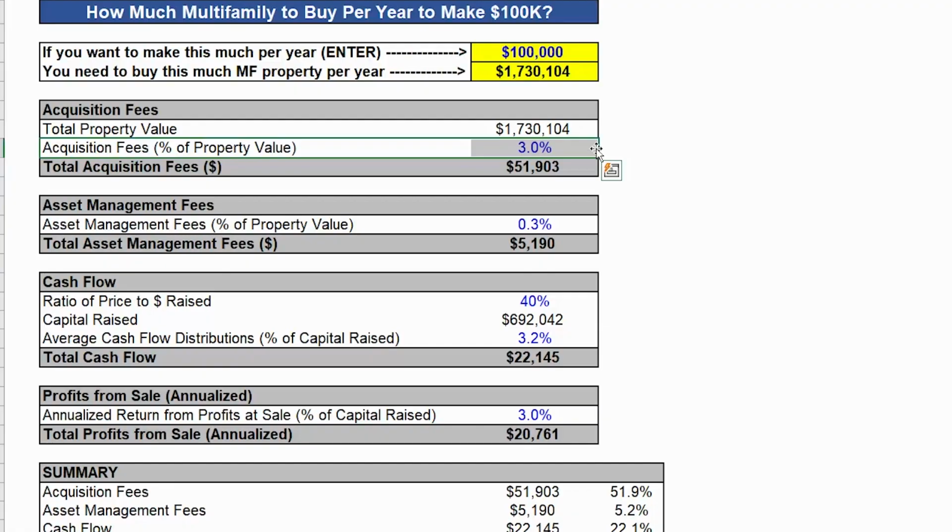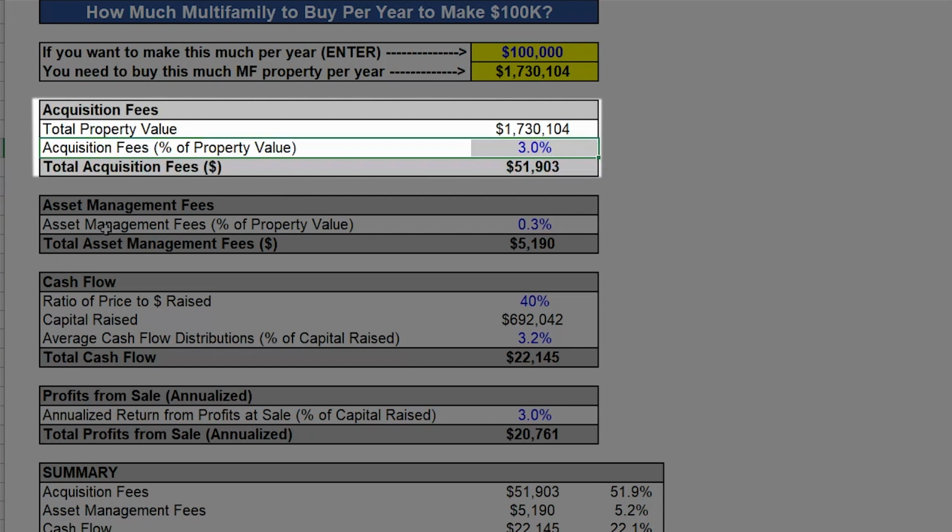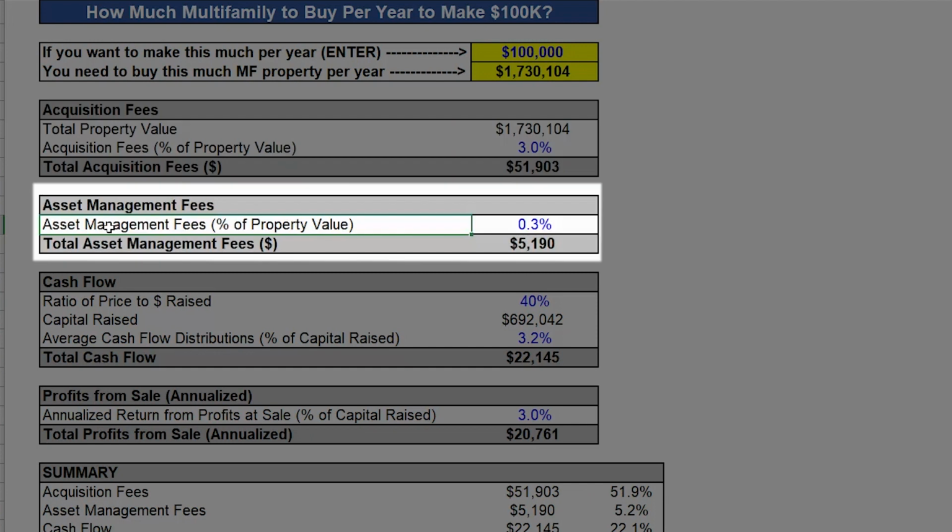So you have the acquisition fees right here. Now you have the property value is 1.7. The acquisition fees here is 3%. If you charge less, then put less in there. Typically it's 2 to 3%. That is in blue. So therefore you can see that 52,000 of that 100,000 is actually made of acquisition fees, over half.